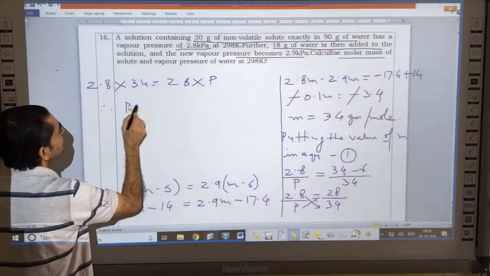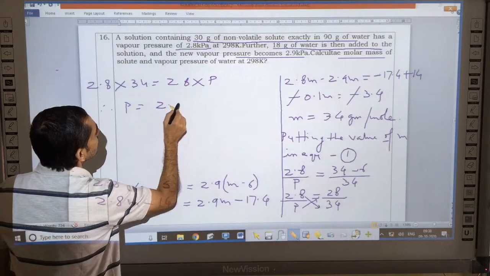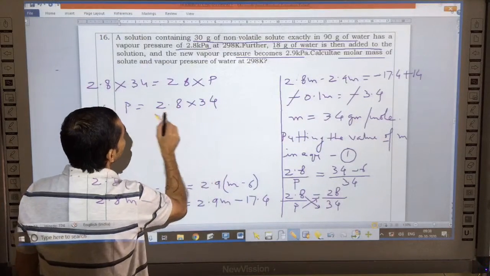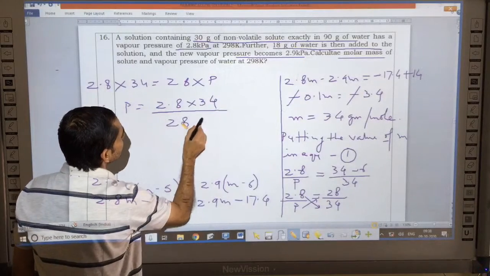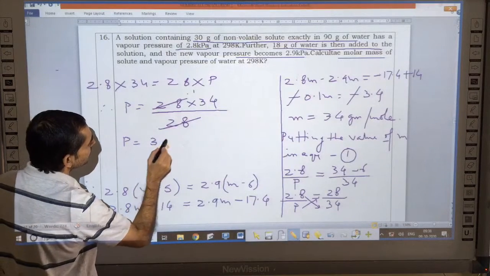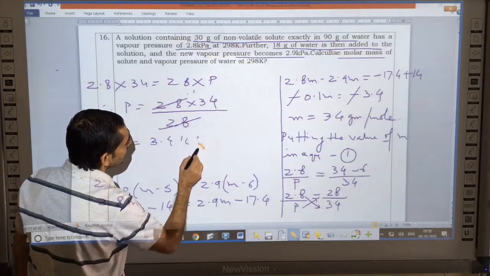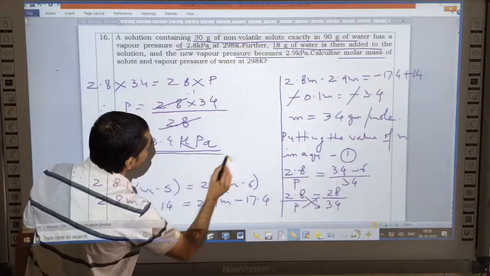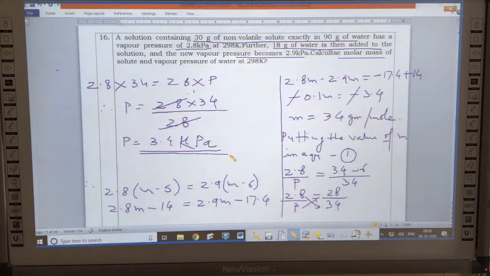Therefore, this P will be equal to 2.8 into 34 upon 28. Okay, solve it. This comes to be 3.4 kilopascal. This is the vapor pressure, the pure vapor pressure of water. This is how this numerical is calculated. Okay. Understood? Now let us move on to the next numerical, next qualitative property.